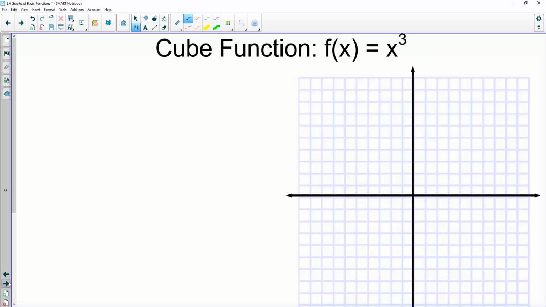Okay, cube function. F of x equals x cubed. So what should we do? Make a t-chart. Every time I ask you to graph these, I'm going to expect points on them. You don't have to write out your t-chart for me every time.